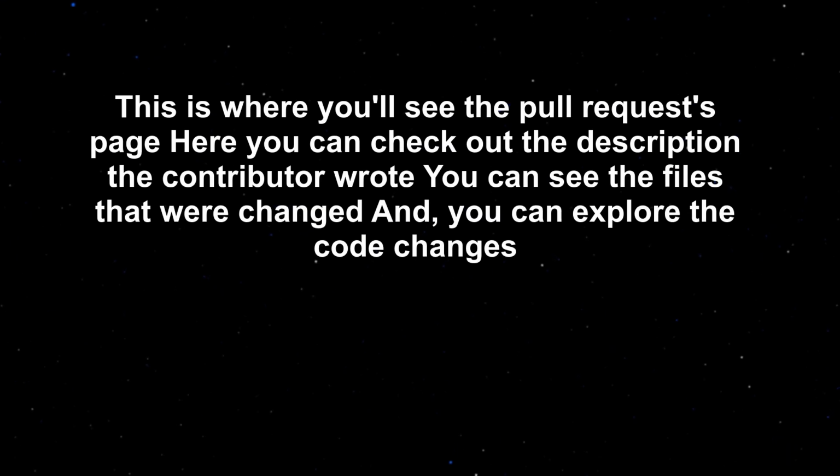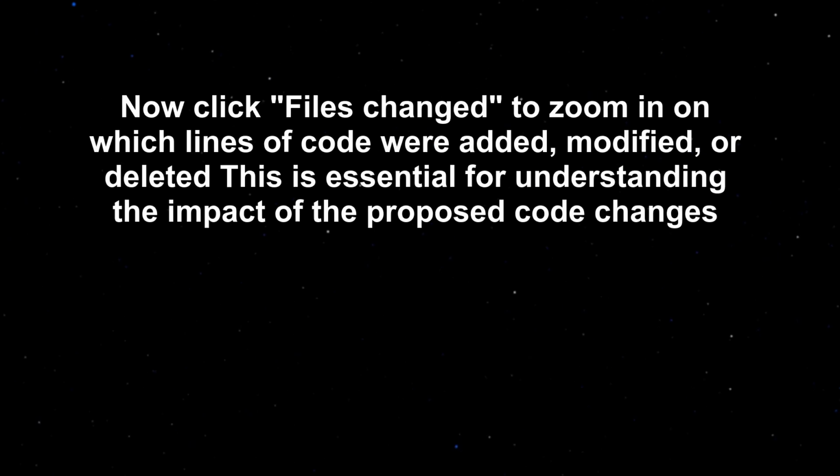This is where you'll see the pull request's page. Here you can check out the description the contributor wrote. You can see the files that were changed and you can explore the code changes. Now click Files Changed to zoom in on which lines of code were added, modified, or deleted. This is essential for understanding the impact of the proposed code changes.